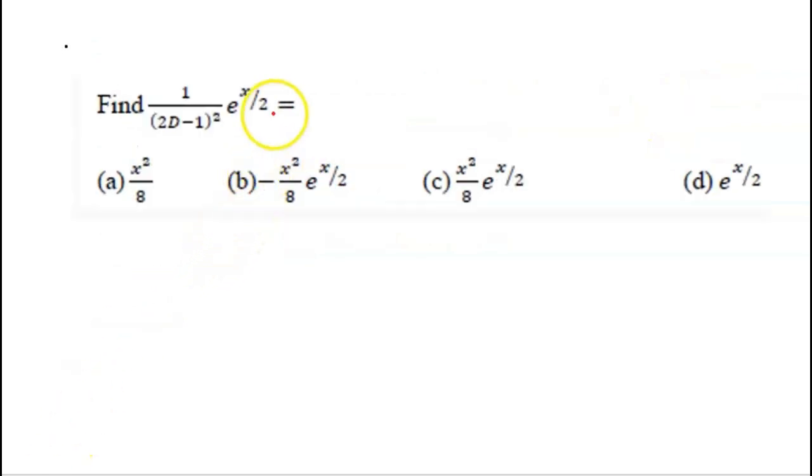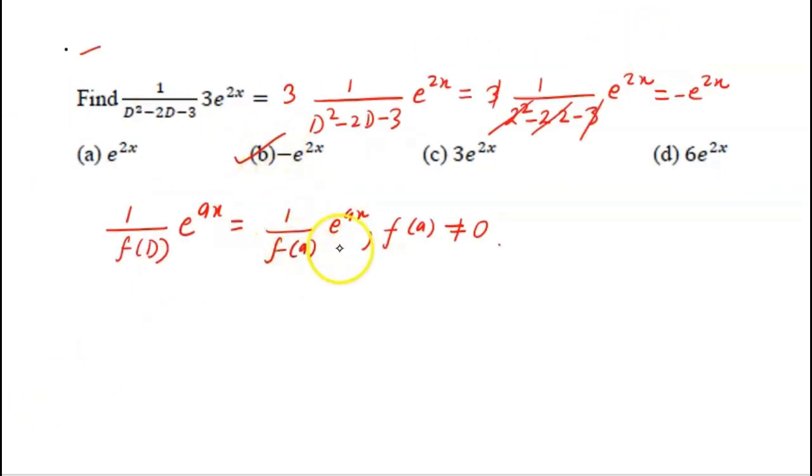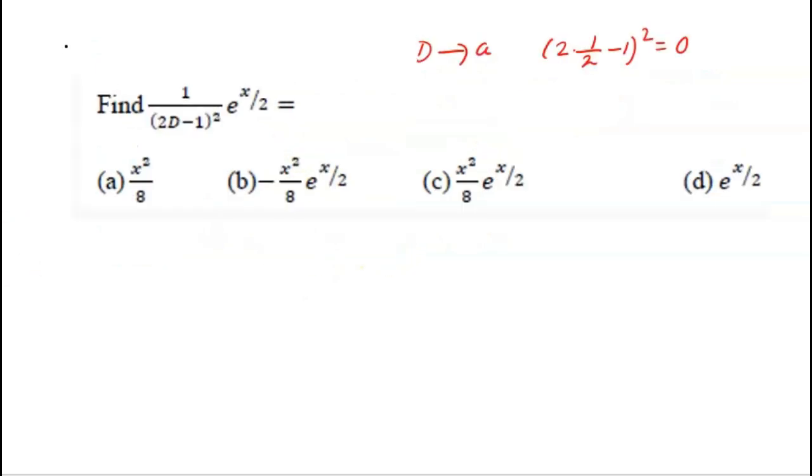Now let us look at this problem. If you simply replace D by a, the way we have done in the previous problem, there will be a challenge. What will be the challenge? What is the coefficient of x? It is 1 by 2. So if you replace D by a, this will be 2 into 1 by 2 minus 1 square, so basically it will be 0. This result is valid only when f(a) is not equal to 0.